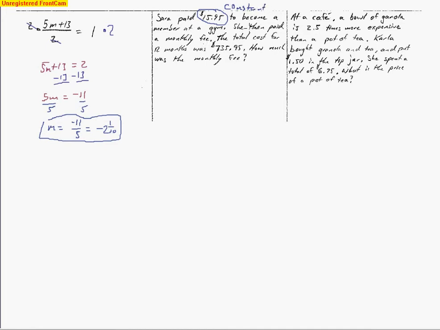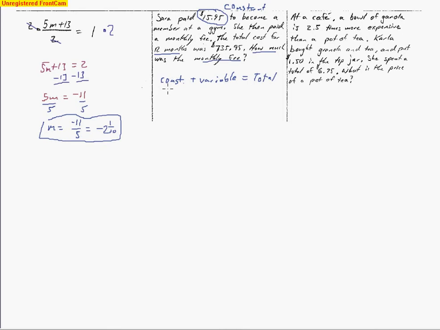Then we have our variable amount here, which we don't know, and that's what they're asking for. They're saying, how much is the monthly fee? We don't know, but we do know we used it for 12 months. So what we're going to do is set up our equation this way. It's a two-step. We've got our constant plus our variable amount, and it depends on how many months we're going to use it for. It'll equal our total.